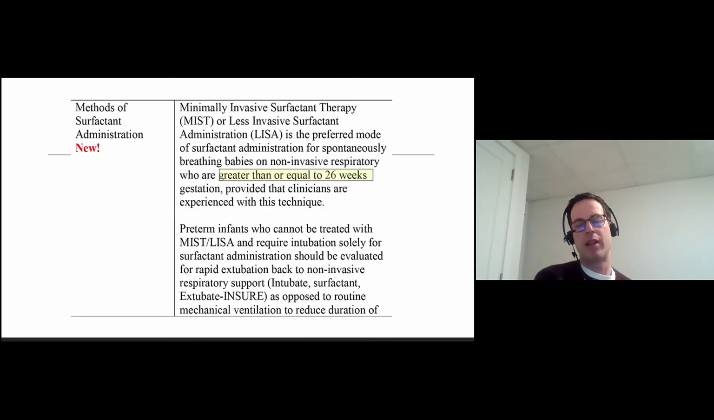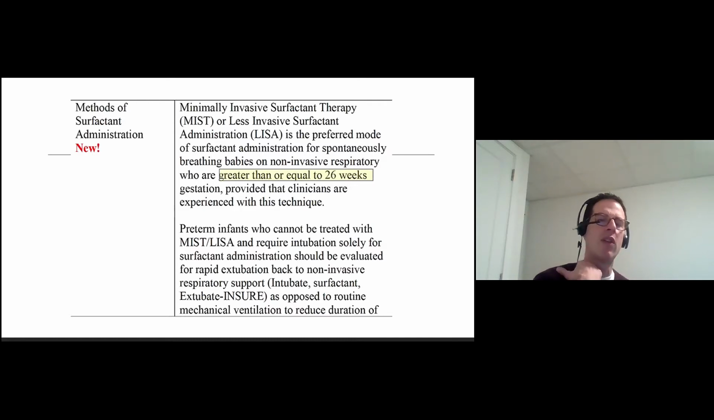Something that's new as of 2020: weighing all the evidence, and there have been several systematic reviews looking at this, outcomes are deemed to be better with the LISA or MIST technique. And so the recommendation is to give MIST, minimally invasive surfactant therapy, to infants who are greater than or equal to 26 weeks.